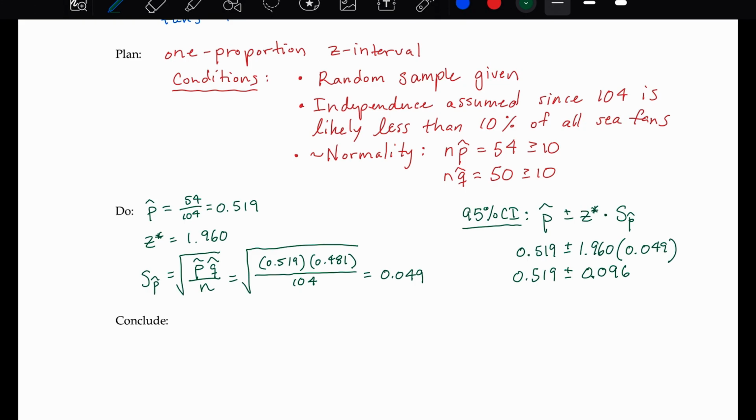So you can leave your answer like that, or it is an interval. In math, when we write intervals, we typically do it with interval notation. So we can also write it as actually doing the subtraction and addition. If we subtract 0.096 from 0.519, we get a lower bound of 0.423. And then if we add that margin of error, we get 0.615. So either way is acceptable to write your answer.